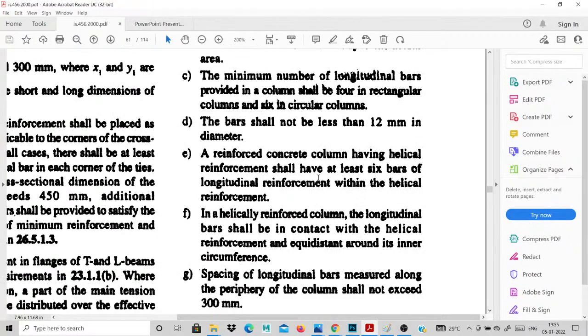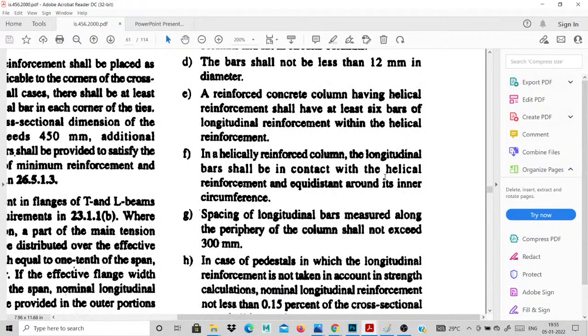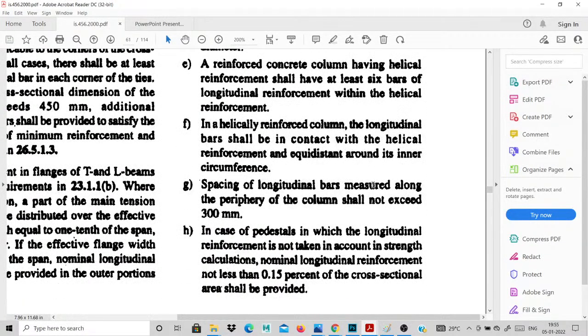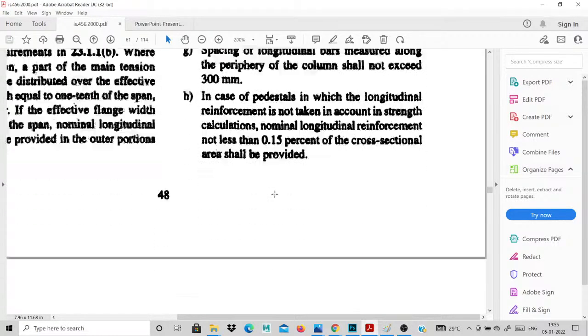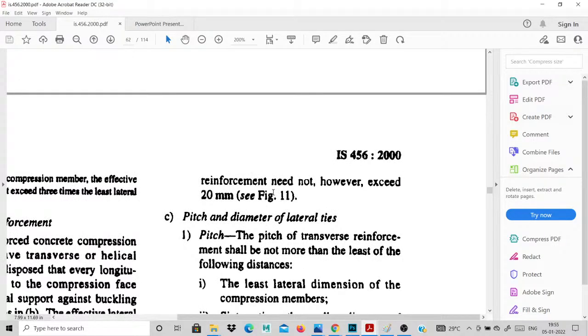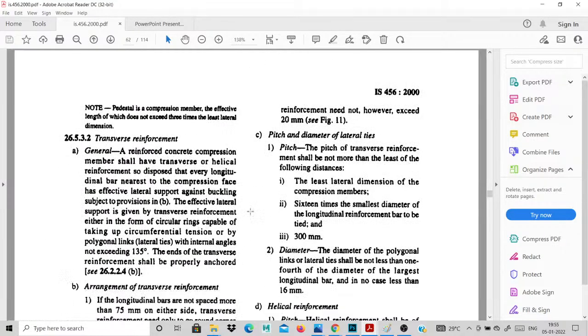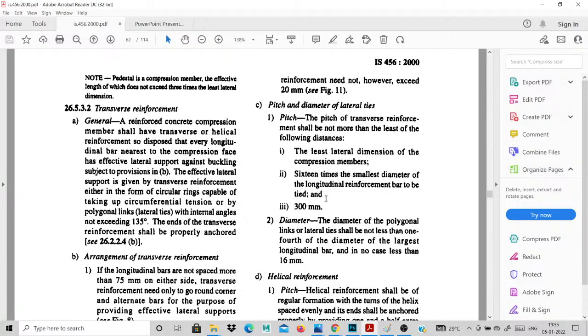Then for helical reinforcement, 6 bars will be provided. Then the spacing of longitudinal bars shall not exceed 300 mm. So all the details are given. The pitch distance and lateral distances are given. The pitch distance is at least the compression number, 6 times the smaller diameter of longitudinal bar, and 300 mm.